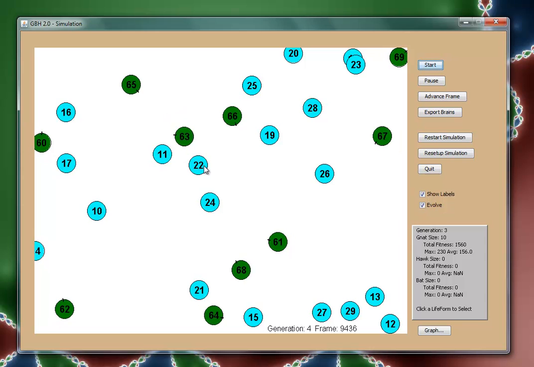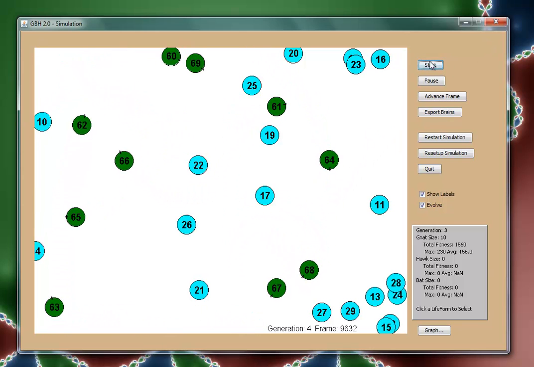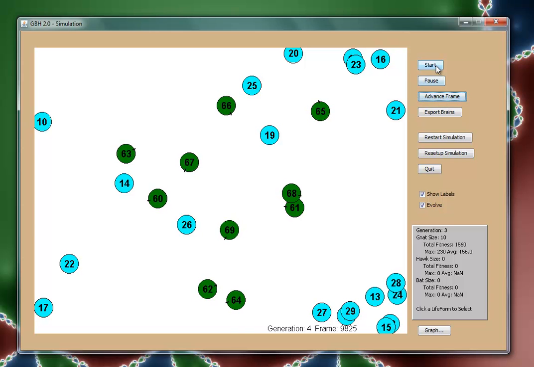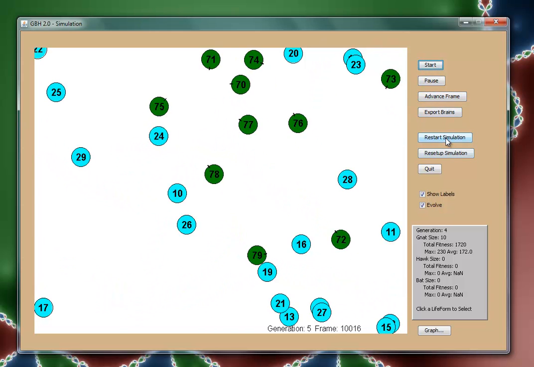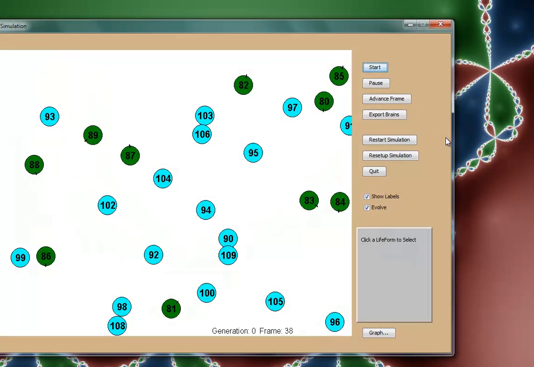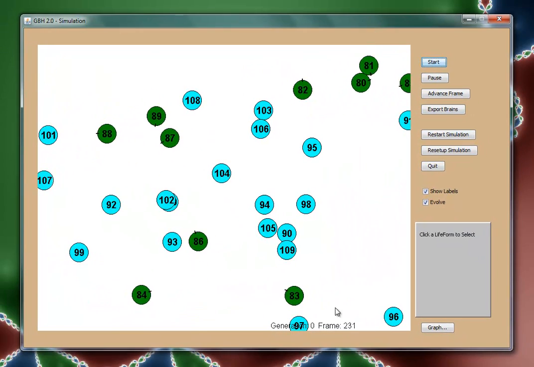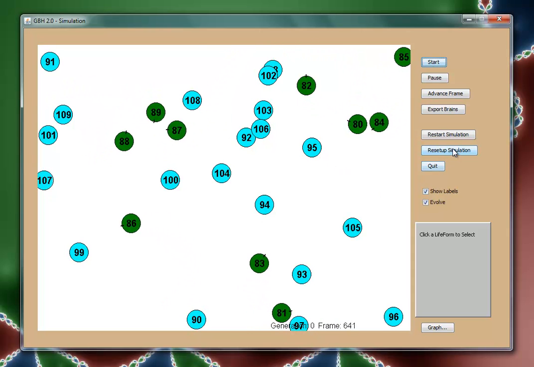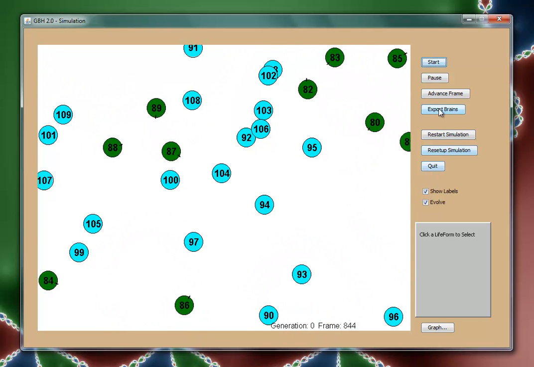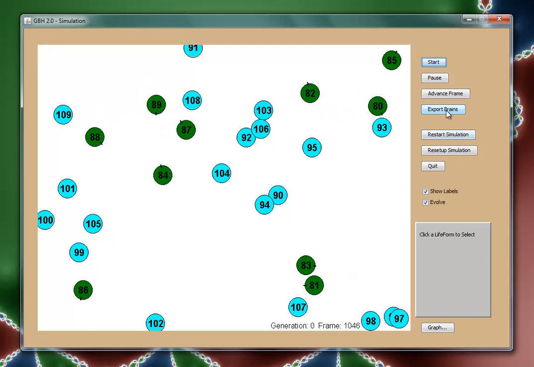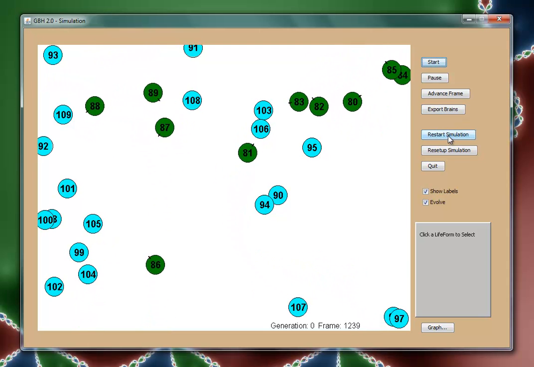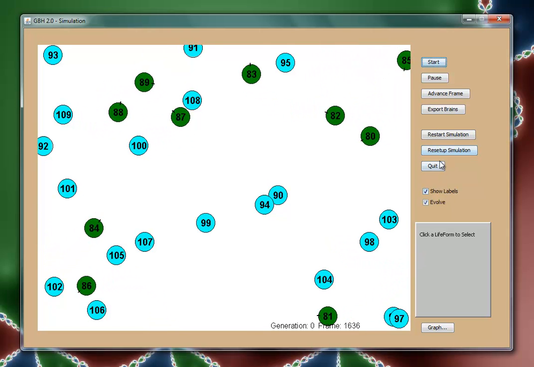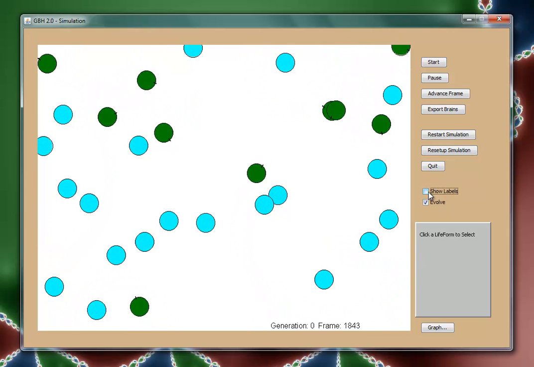We have a couple of controls over here. I'm not going to get too into it. We can pause. We can advance frame by frame. We can restart the simulation with the same parameters. So if I click that, here we have, right back at frame 0, all new random brains. And we can also export the brains to a file. I'm not going to get into that. We can reset up the simulation, which I'm going to do in a few seconds. We can also opt not to show the labels for a simpler view.